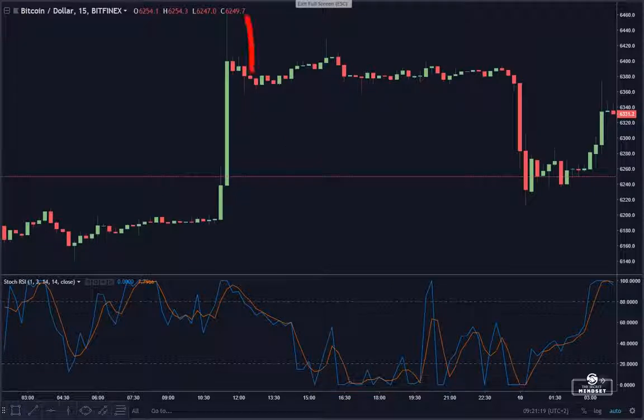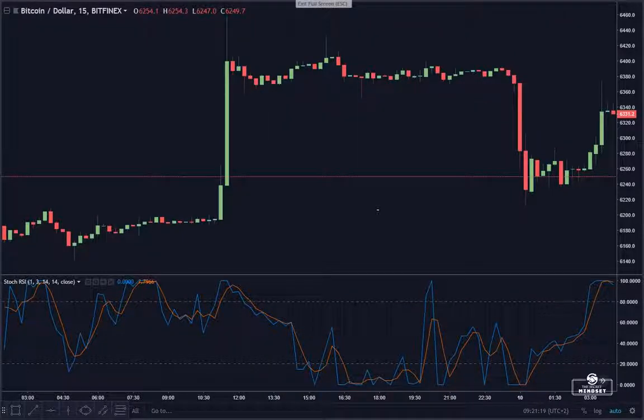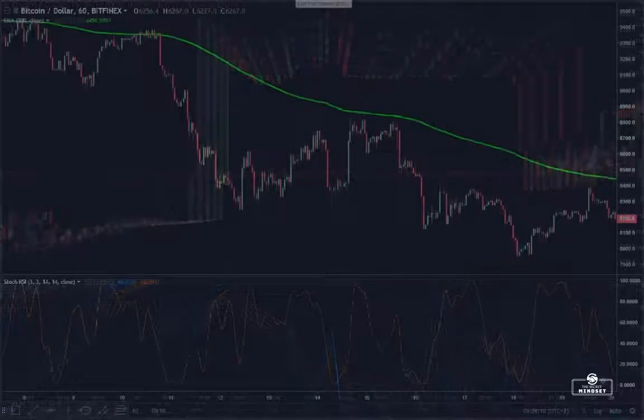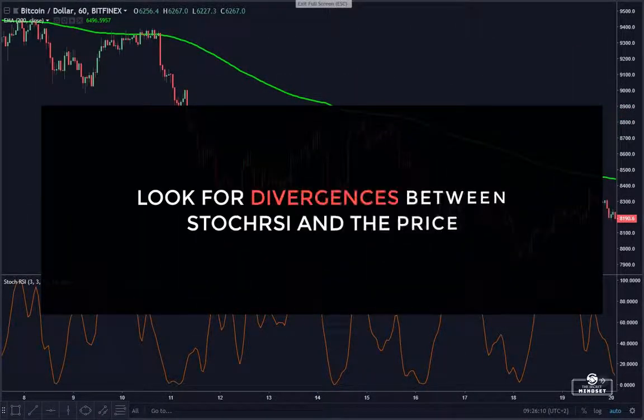In a non-trending market, this indicator will generate a lot of false signals. Tell me, do you see any clear entries on the Bitcoin chart? Because I don't. A smarter use of the stochastic RSI is to look for divergences between the indicator and the price of the traded instrument.